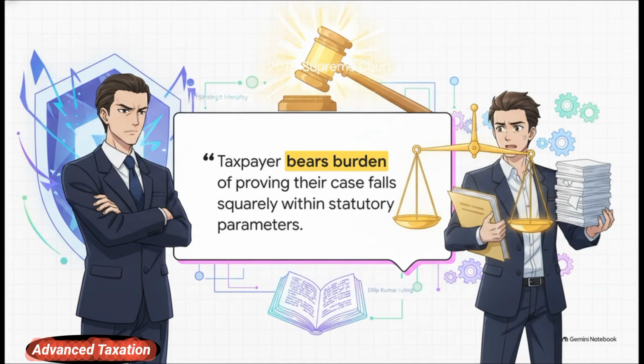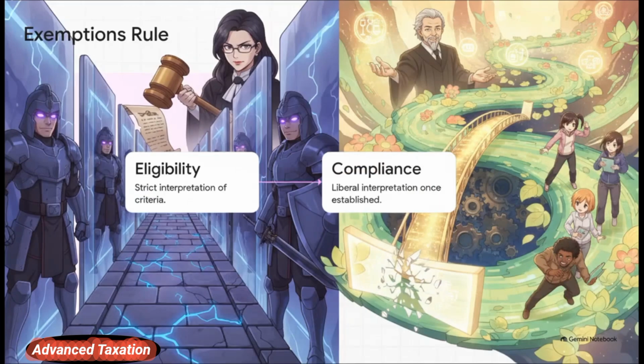Previously, if an exemption was written ambiguously, the taxpayer usually got the benefit of the doubt. Well, the Dilip Kumar ruling flipped that entirely on its head. Now, any ambiguity in an exemption is strictly resolved in favor of the revenue. The entire burden of proof is now squarely on you, the taxpayer, to prove you fit perfectly into the exemption criteria. To survive this gauntlet, businesses must navigate a very strict two-stage interpretive rule.